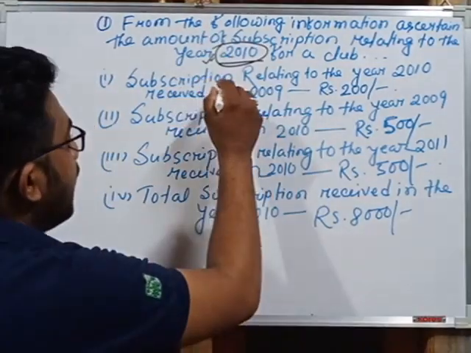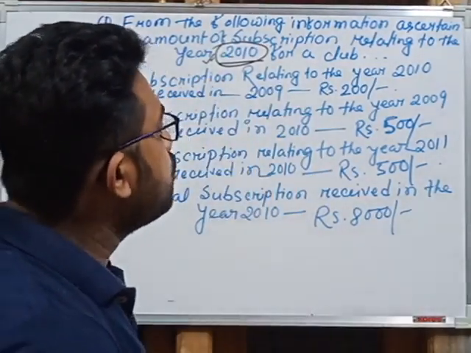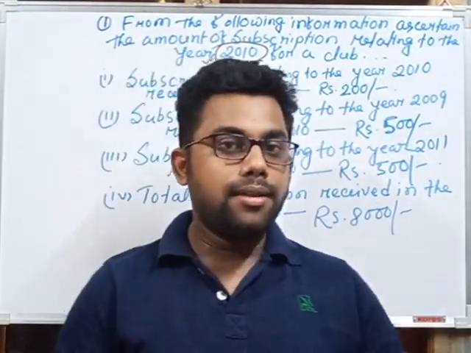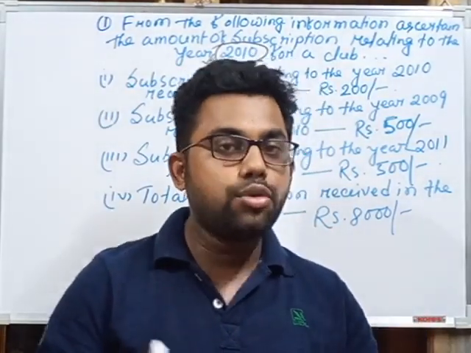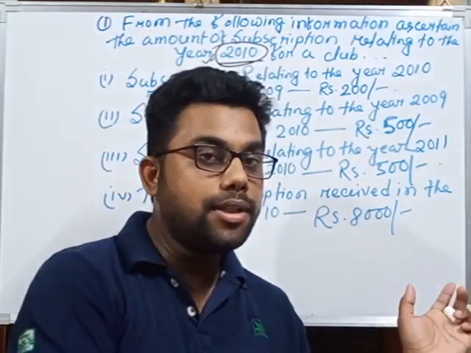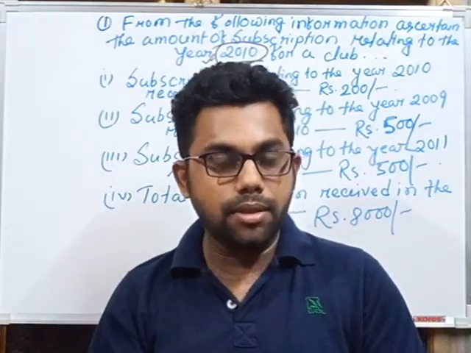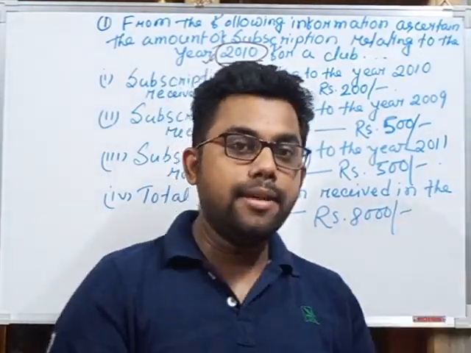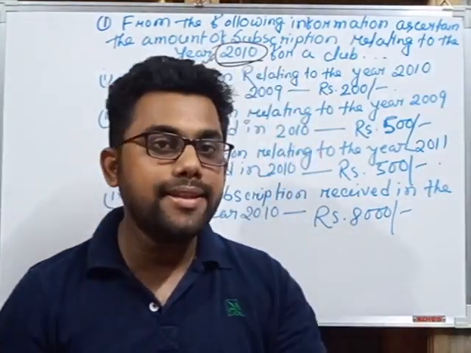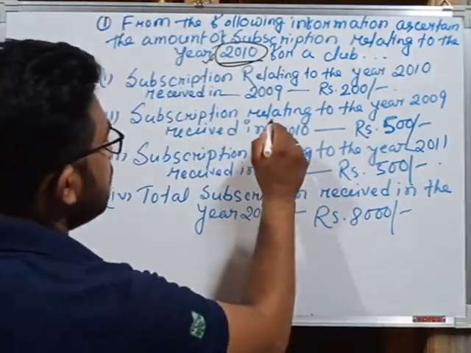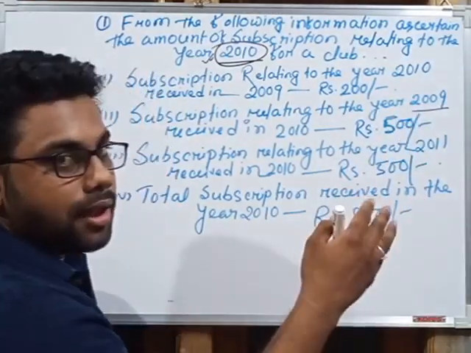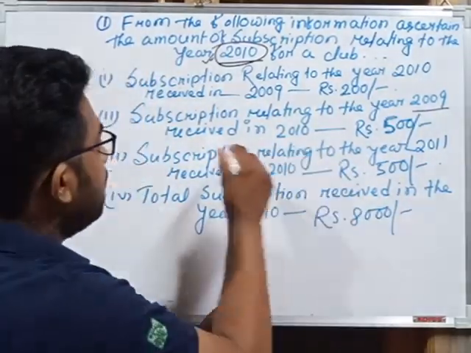Okay, next, what is the item? Subscription relating to the year 2010 received in 2009. That means the amount of subscription relating to the current year 2010 was received in 2009. So now tell me, for which year is it the income? In the previous year they have received the subscription for the current year. So I will add this item. Okay, next, subscription relating to the year 2009. Read it carefully. Subscription relating to the year 2009, that means 2009 is our previous year, received in 2010.